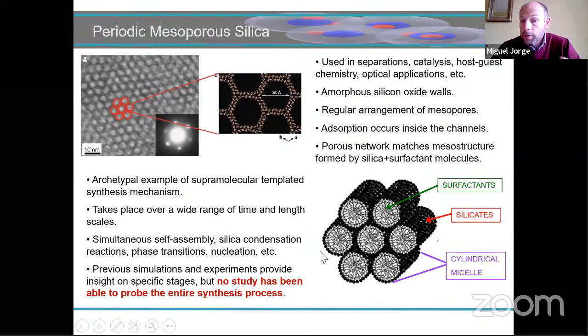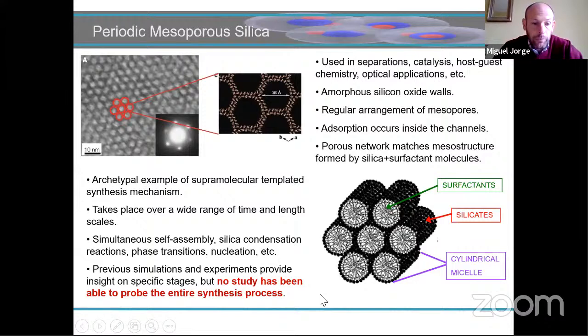Now, what's the problem with this? The problem is no one really understands completely how these hexagonal arrays are formed, because experimentally it's very difficult to probe all the steps of the reaction. That's what we're trying to do in our models. We need to span a wide range of time and length scales, and we're doing that with multi-scale models.